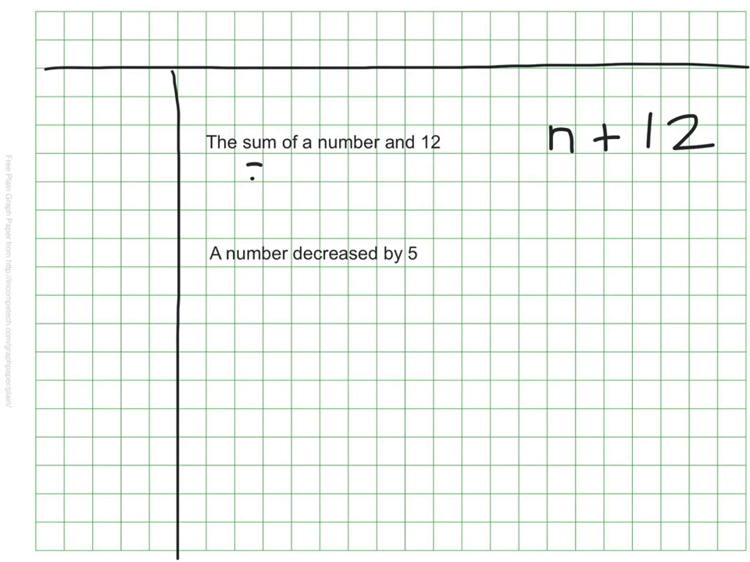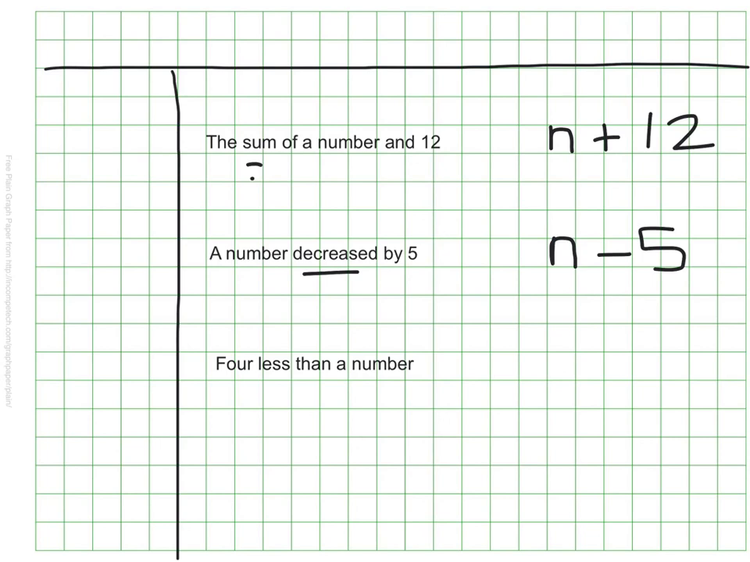What algebraic expression would you write to represent a number decreased by 5? Go ahead and write down what you think. I wrote that it would be the number minus 5. So I used n minus 5.